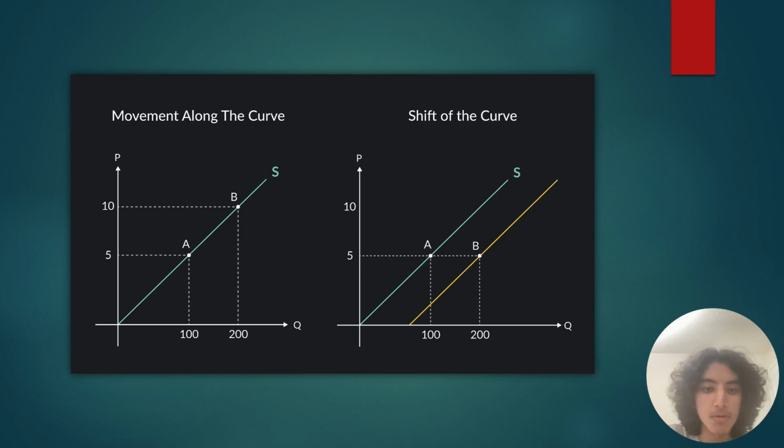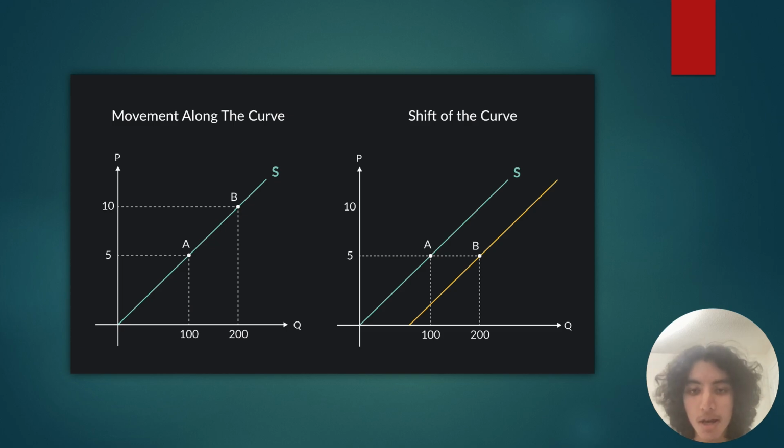So here we've got two graphs that can show how the supply of a product can increase in two different ways. So the graph on the left shows when there's a movement along the existing supply curve. As you can see, when the price of the product increases from $5 to $10, the quantity that's being supplied increases from 100 units to 100 units. And the supply moves from point A to point B on the same curve.